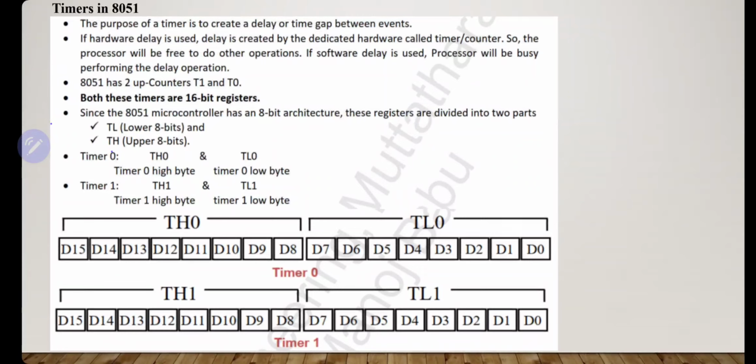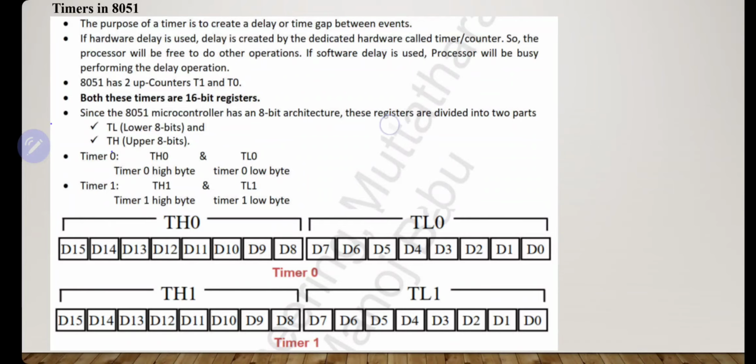That is, the processor need not give any delay in the program. If software delay is used, then the delay is not given by the timer or counter, but by the processor itself. So the processor is busy doing the delay. So there are hardware delay and software delay. Hardware delay is done by timer or counter, software delay is done by the processor.